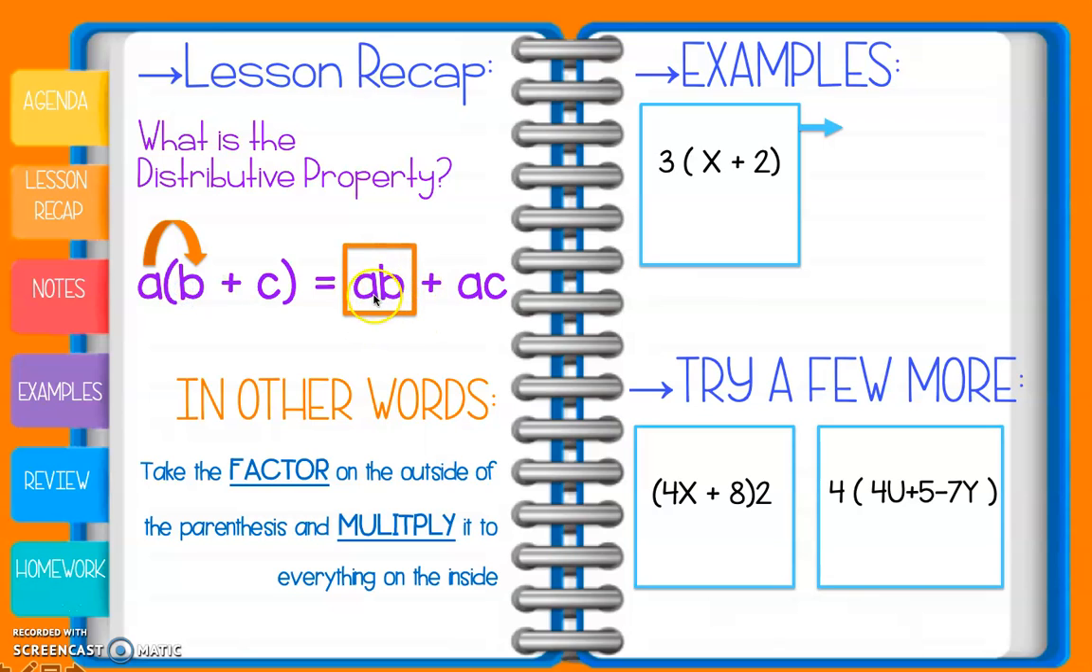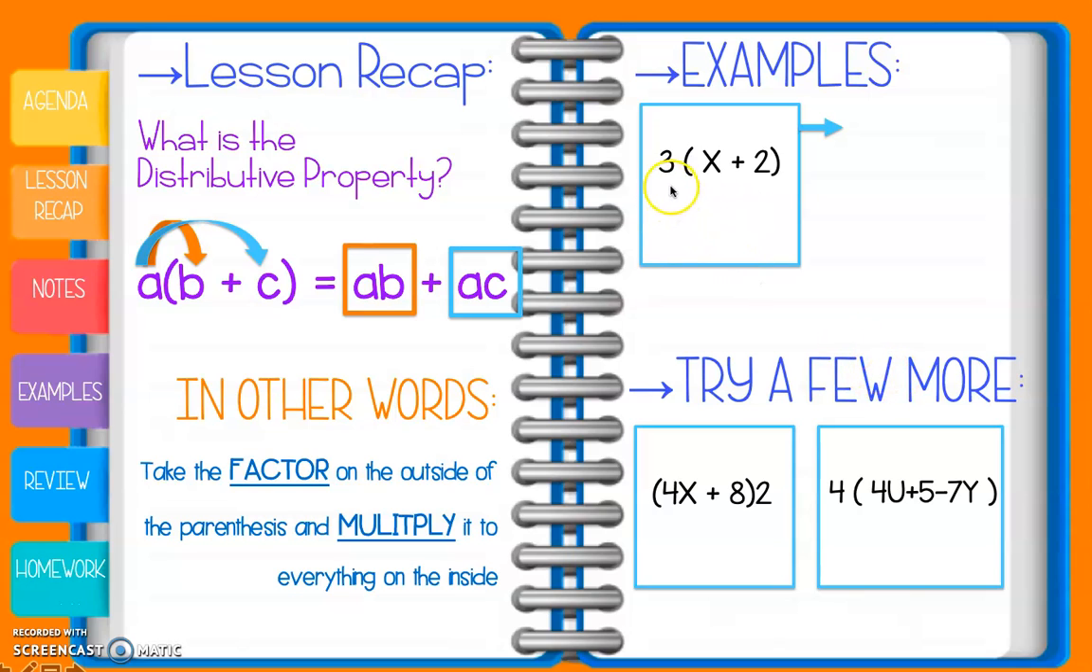Remember, when we have variables with no operation between them, that means multiplication. So we take A times B, got AB. Then we take A times C, and that's how we get AC. So we're just taking that factor that's on the outside and multiplying it towards everything on the inside. Let's take a look at some examples.